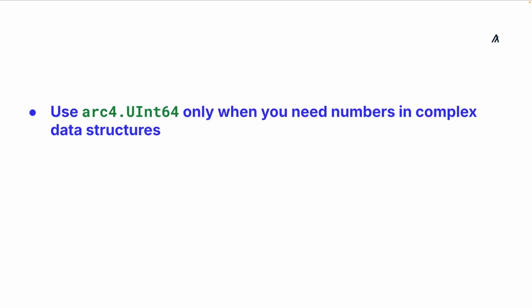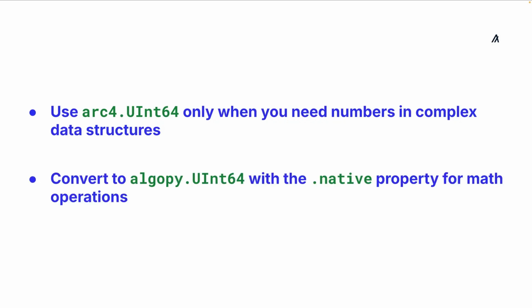To summarize, stick with algopy.uint64 when there is no need for more complex data structures. Only use ARC4.uint64 when you specifically need to store numbers in ARC4 arrays, tuples, or structs. And remember, you'll need to convert to native types for any mathematical operations.